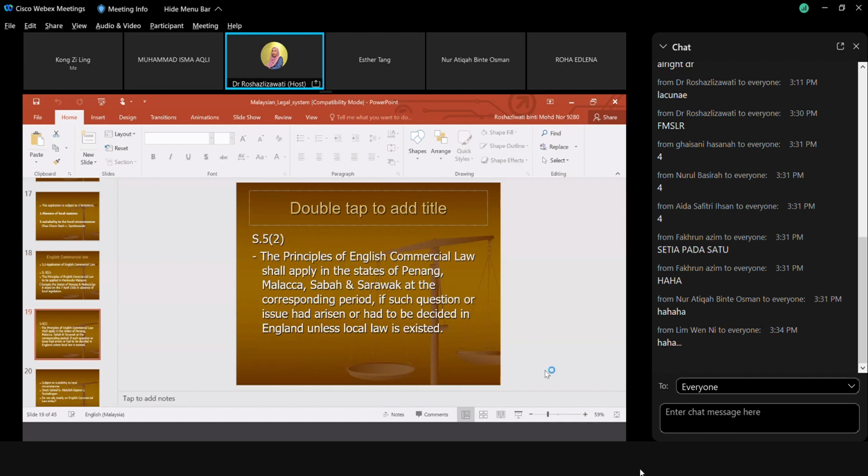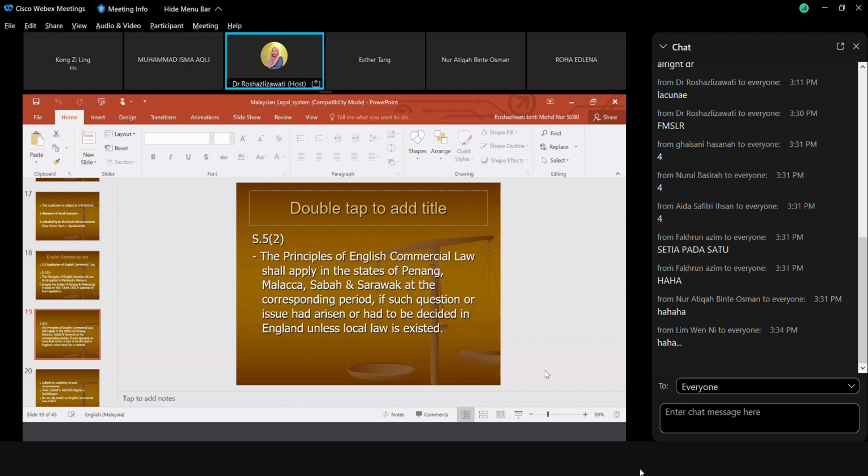So Penang and Malacca join Sabah and Sarawak. Penang dan Melaka ni join Sabah dan Sarawak, di mana Section 5 subsection 2 dia kata, the principles of English commercial laws shall apply in the states of Penang, Malacca, Sabah and Sarawak at the corresponding period if such a question or issue had arisen or had to be decided in England unless local law exists. So kalau kita lihat sampai sekarang ni untuk commercial law for Penang, Melaka, Sabah and Sarawak, they can just take whatever new law being passed in UK.